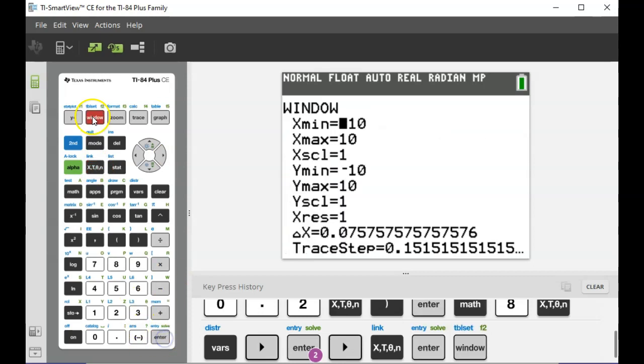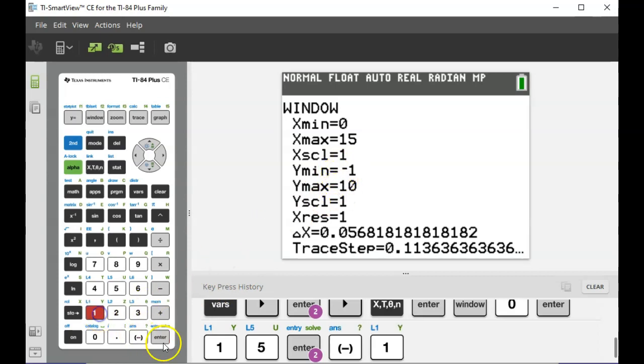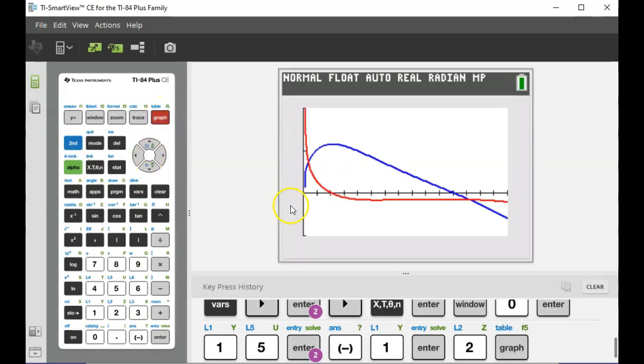Now for window settings, we're on the interval from 0 to 15. So x min is 0, x max is 15. We'll let the x scale stay 1. But I want to find where acceleration equals 0. That means I'm looking for the x-intercept for my acceleration function. So let's zoom in on the y-axis. Let's look at -1 to 2, and let's graph this. Okay, so I can see that I have an x-intercept on my acceleration function in the neighborhood of 2.